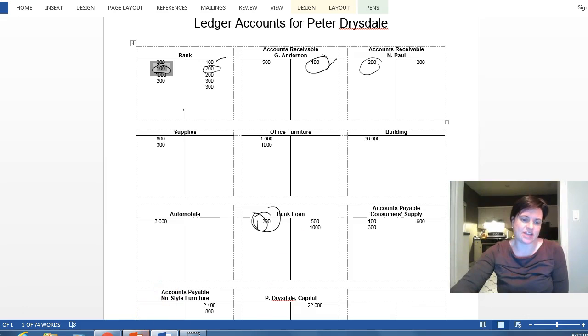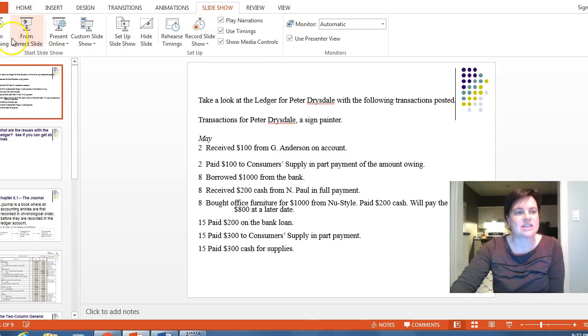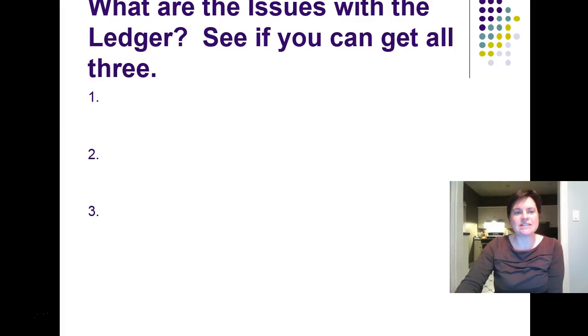So the first thing I'd like you to do, we're going to go back to the slides, and I'm going to stay on the slides for a little bit. So I'm going to start from the beginning. On the second slide here, I'm going to say there are some issues with the ledger. What are the issues with the ledger? See if you can identify all 3 of the issues. And I'm not even going to tell you those. I'm going to let you tell me what those are tomorrow. So just by looking at the ledger we were just looking at, what are some of the issues with the ledger in terms of being able to understand what's going on in the accounting process there?